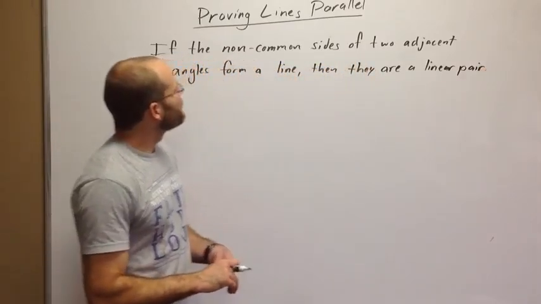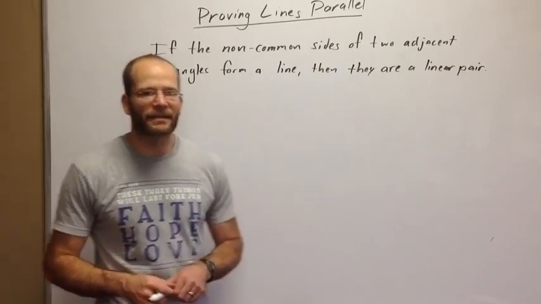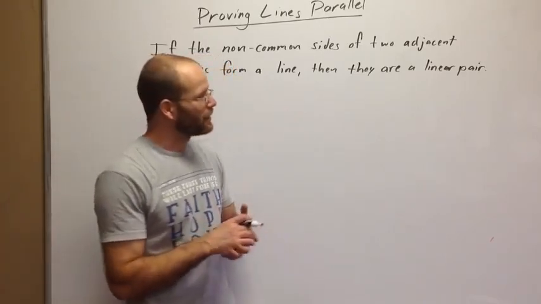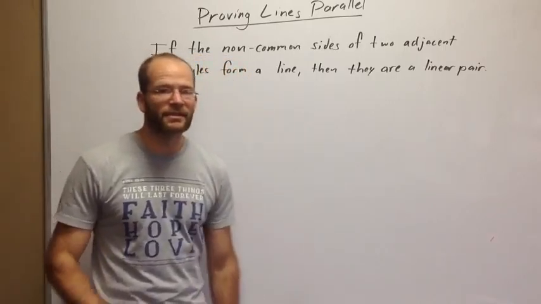This example says, if the non-common sides of two adjacent angles form a line, then they are a linear pair. It's a geometric example, of course, from something we've already studied. We could ask the question, is it true? Yes, it is true. Let's look at the converse.